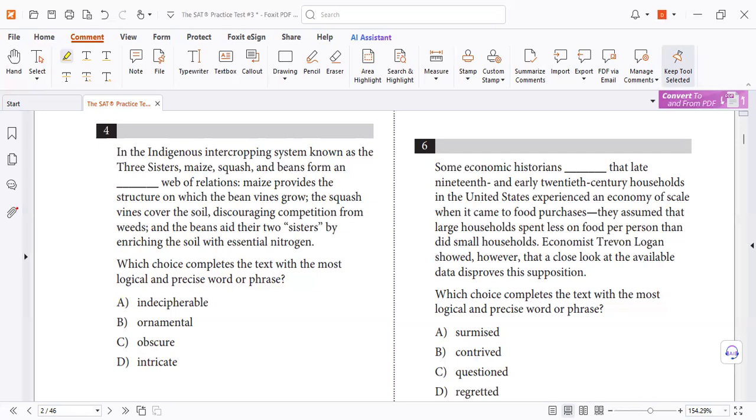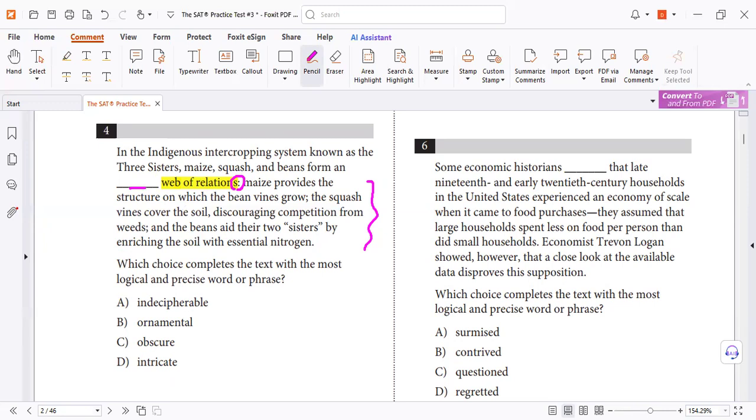Letter C. Letter C, no. Remember, obscure means not clear, not understandable. You cannot see it. And it describes the web of relations. And you are so lucky to have a colon giving an explanation of what you need. The thing is, I did not know the meaning of the four words.